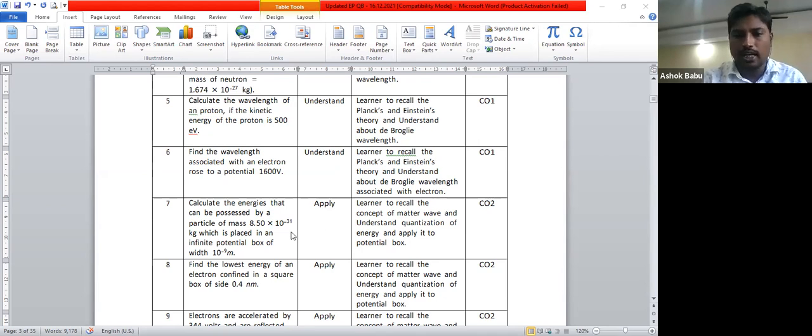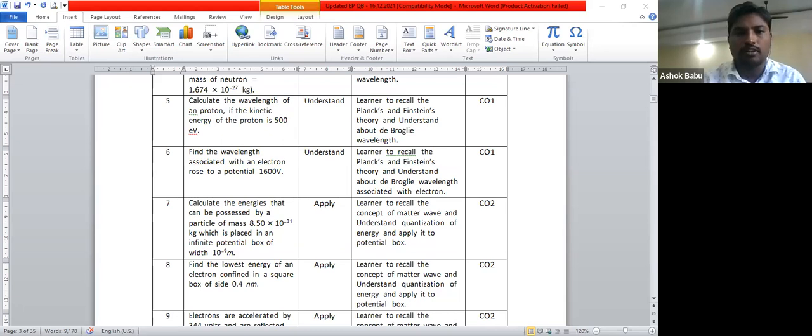And m is the mass of the electron. Electron is mentioned, the particle is an electron, that's why you can take the mass of the electron as 9.1 into 10 power minus 31. And L is 0.4 into 10 power minus 9 meters. By substituting the 3 quantities, find the ground state energy.